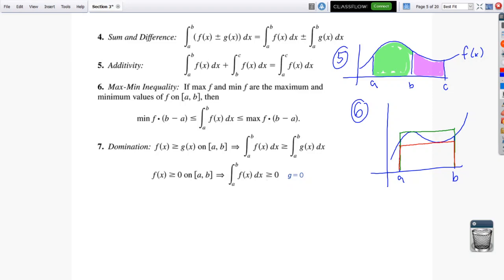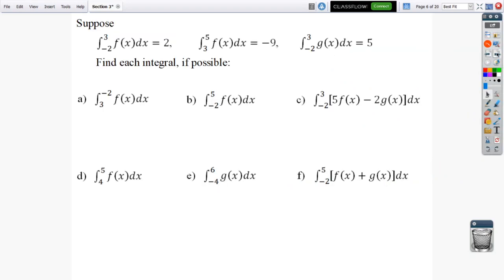Let's try to apply those rules right over here. You can see we have some information up top. Integral from -2 to 3 of f of x dx is equal to 2. Integral from 3 to 5 of f of x dx is equal to -9. And integral from -2 to 3 of g of x dx is equal to 5. We can actually answer some of these. There are some that are impossible to answer. We'll try to explain exactly why some of those are impossible to do. Maybe give these a shot. You might be able to do them, pause it, and then come back.